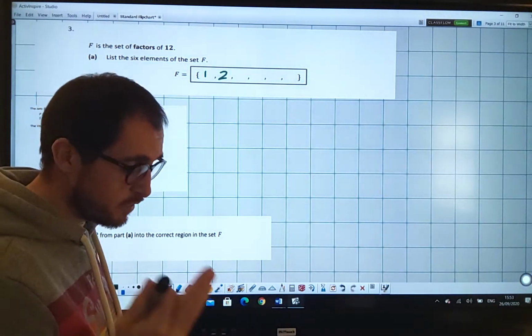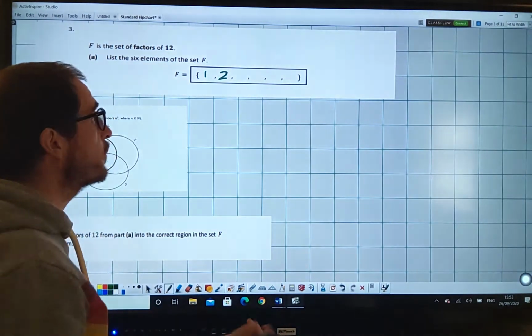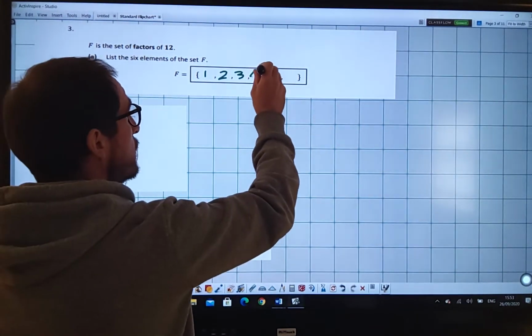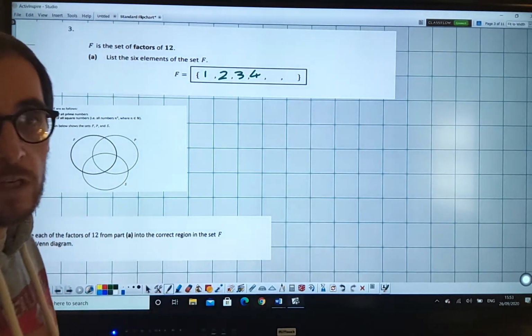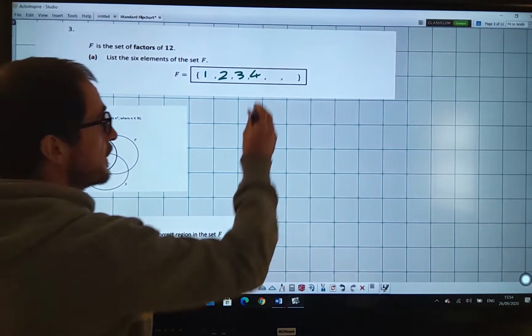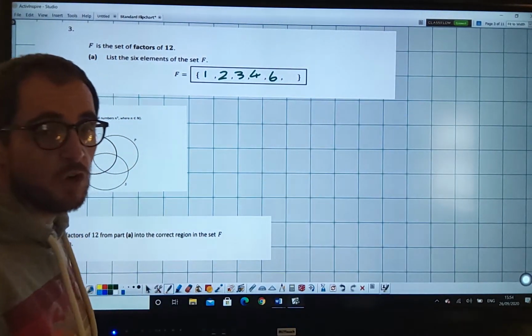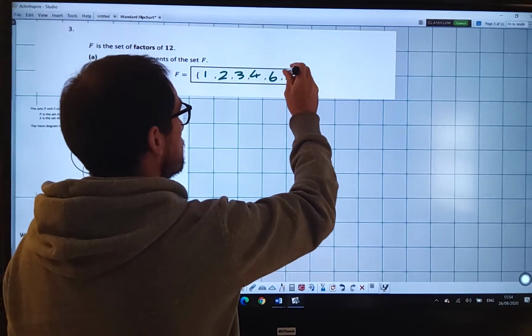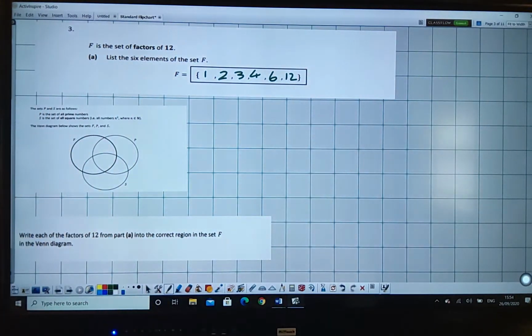3, 6, 9, 12. So 3 does. There's 4. 4, 8, 12. It does. There's 5. 5, 10, 50. No, it doesn't. There's 6. 6, 12. Yeah. 7, no. 8, no. 9, no. 10, no. 11, no. 12 does. There's your factors.